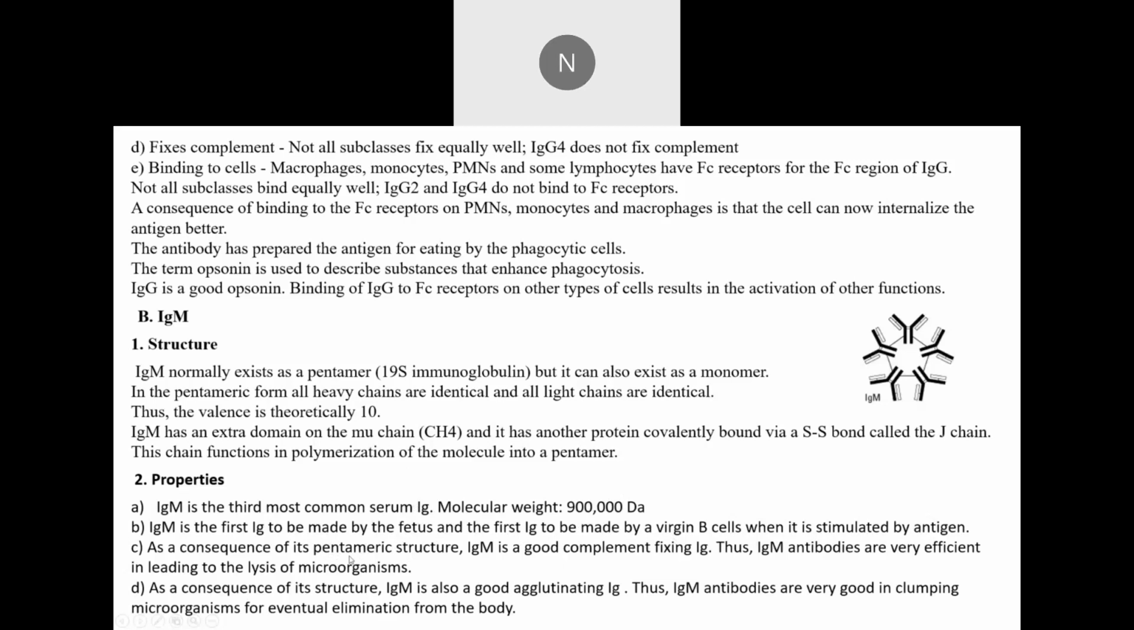And as a consequence of the pentameric structure, IgM is a good complement fixing immunoglobulin. Thus, IgM antibodies are very useful in lysing microorganisms. As we mentioned, it is very useful in acute infections. IgM is the one which protects, and as a consequence of structure, IgM is also a good agglutinating immunoglobulin. Thus, IgM antibodies are very good in eliminating the microorganisms from the body. And IgM binds to some cells with the Fc receptors, that is the bottom portion.